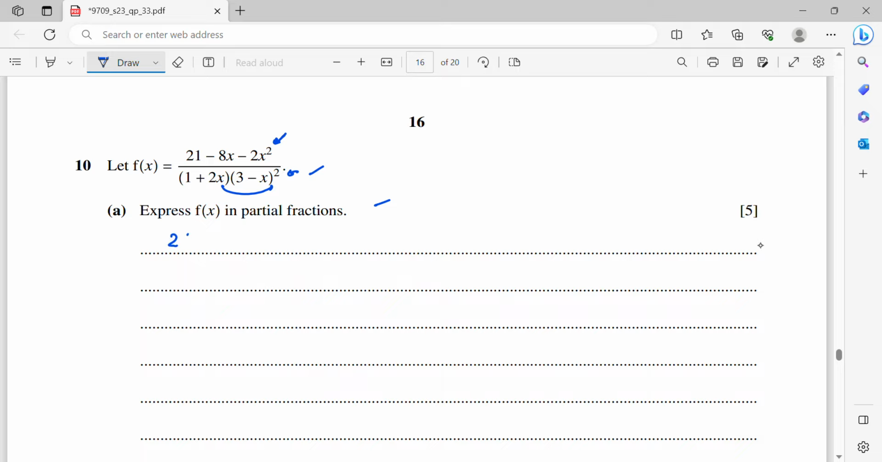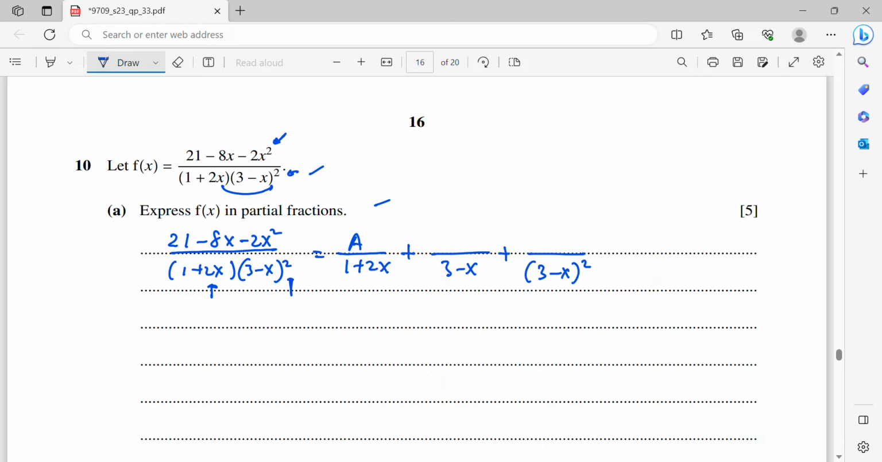So now I will start with 21 minus 8x minus 2x squared over 1 plus 2x multiplied with 3 minus x squared. The first is a linear factor, therefore the numerator is a constant. The second is quadratic, but I will say that this is a repeating factor, okay? Repeating factor. So I will start with degree 1 and then followed by degree 2. So now my numerators will be b and c.